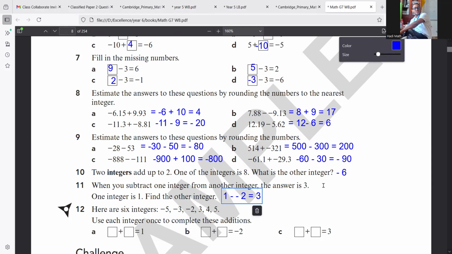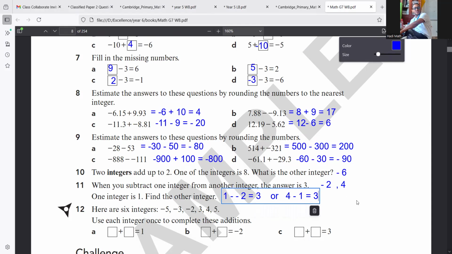So the other integer can be -2, because 1 minus -2 will give you 3. Or the other integer could be 4, because 4 minus 1 is equal to 3. So you have two possible answers: either 1 minus -2 is equal to 3, or 4 minus 1, which is also equal to 3.